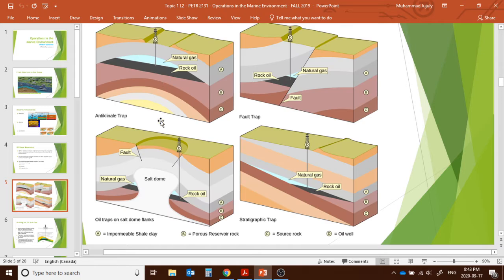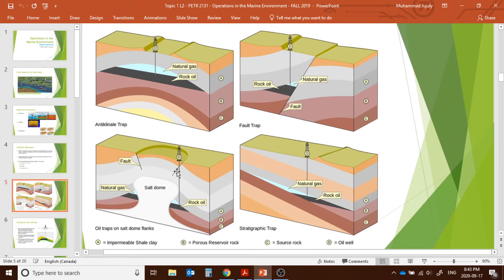As you can see in this picture, the different traps. This is the anticline trap, like an arch. This arch is the anticline trap. This is the fault trap. Whoever did PETR2131 or is planning to do it will learn more about this. This is a type of salt dome. It's a type of anticline trap, but within the salt dome.